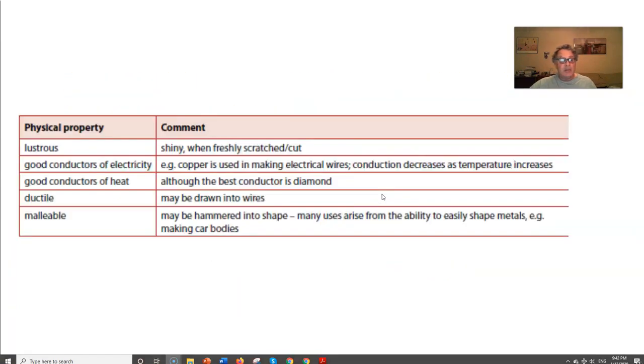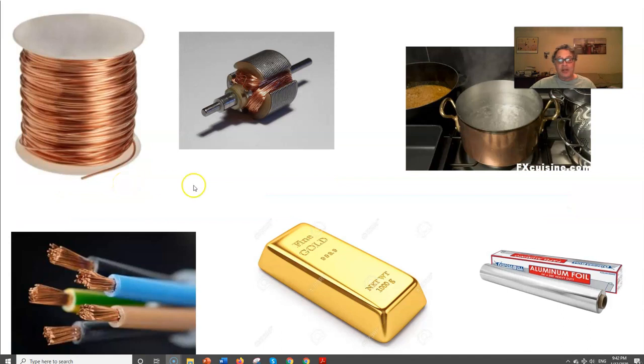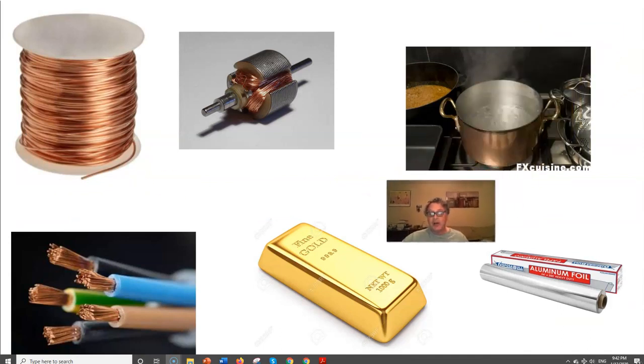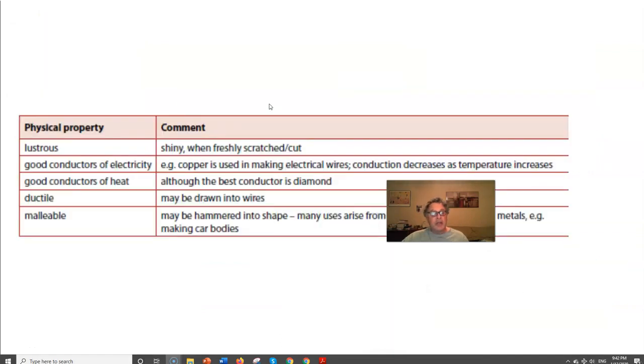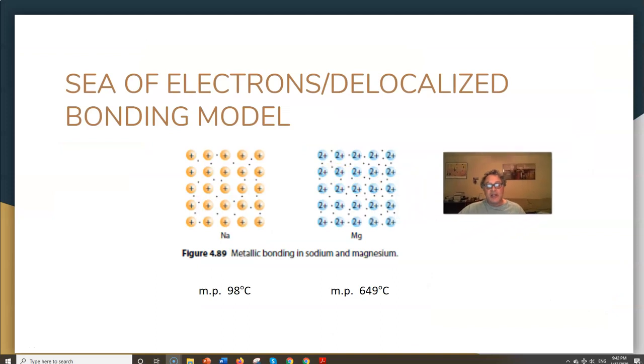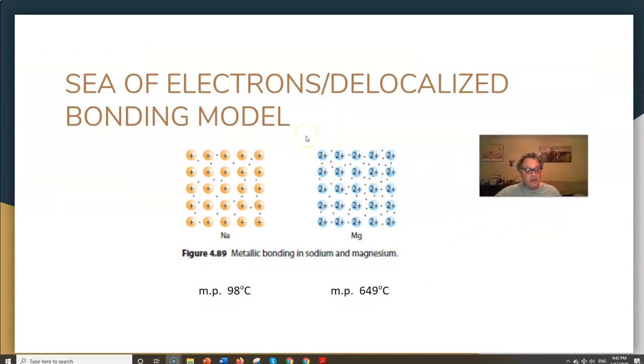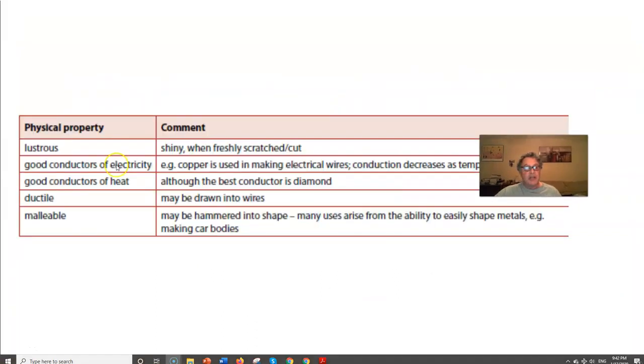And if we go back to this table here, metals are good conductors of electricity, good conductors of heat. We know that. That's kind of what we're seeing here as well. All right, there's water boiling in a copper pot, right? Good thermal conductors, good electrical conductors. This is an electric motor. And what we're saying is that this delocalized sea of electrons model can explain all of these properties, right?